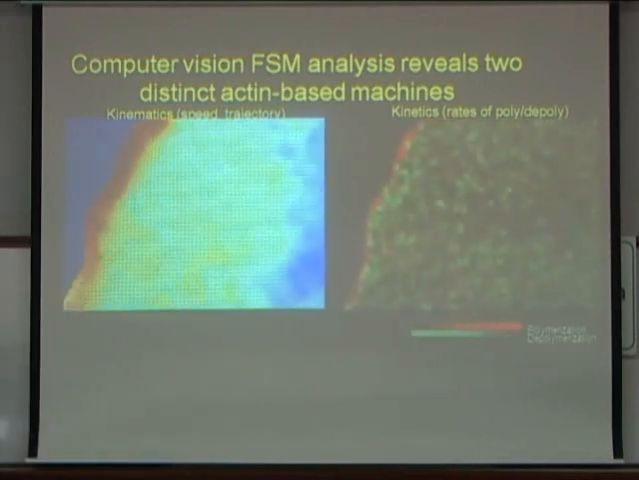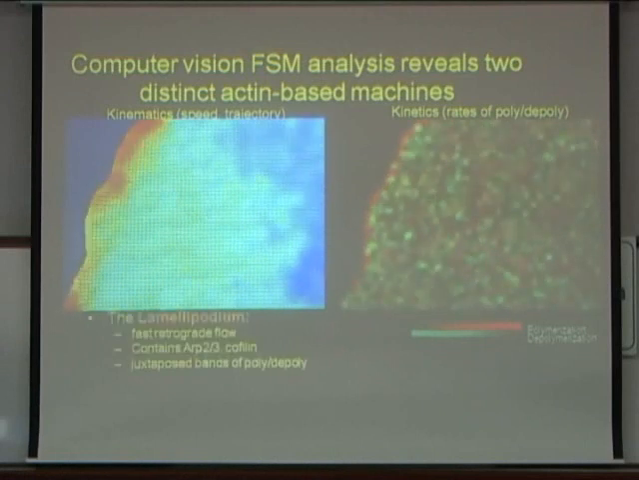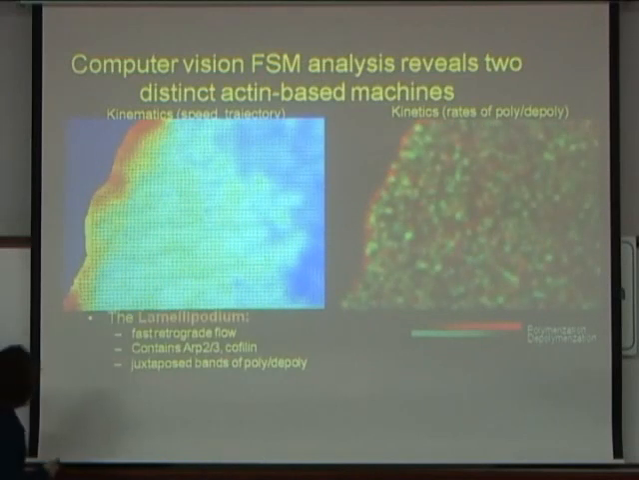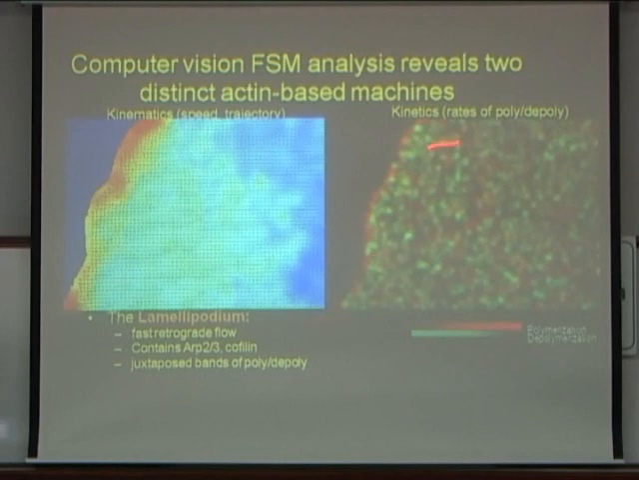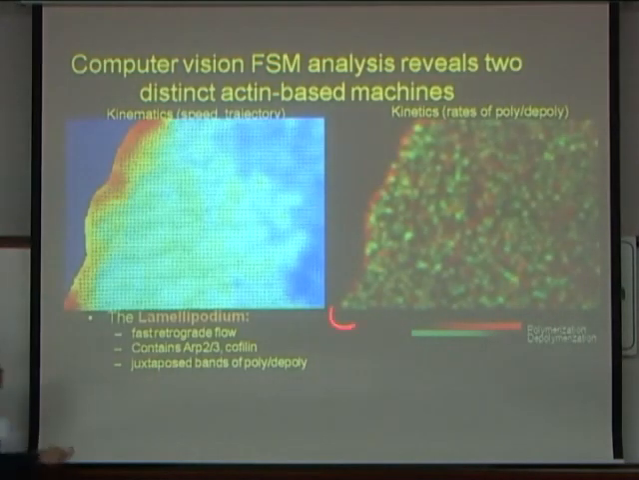And from performing this type of analysis on many migrating cells, what we find is indeed there is a lamellipodium at the leading edge of the cell, where we have actin assembly concentrated along the leading edge. This is juxtaposed to a band of rapid disassembly behind it. This corresponds to a kinetic region of the cell where the actin undergoes this rapid retrograde motion. So we do have this treadmilling array.